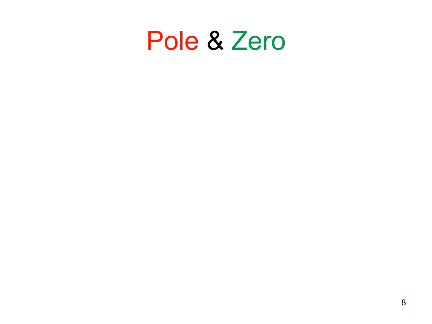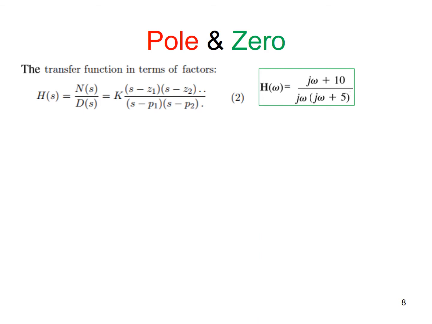Before we do the actual plot, we'll come across the term pole and zero. You will learn much more about this in your control systems, but we'll just give you an idea of what is meant by pole and zero. Any transfer function like this can be represented as factors in the numerator and factors in the denominator, and maybe there are some constants. So the transfer function can be written as numerator over denominator, in terms of those factors.